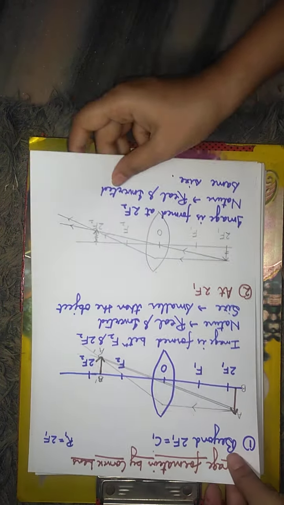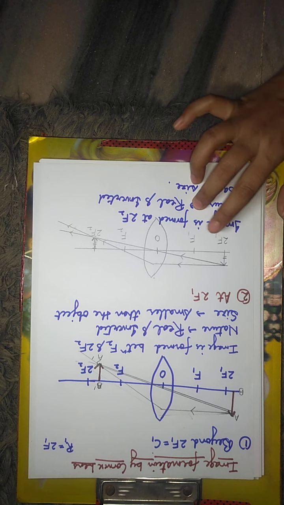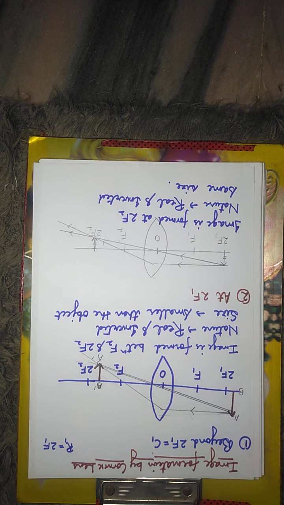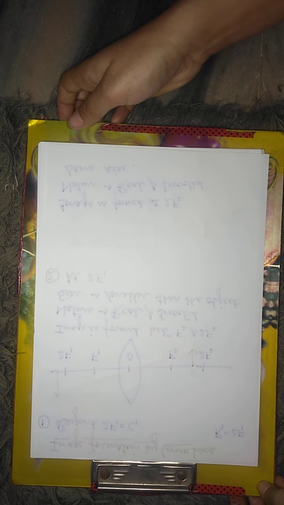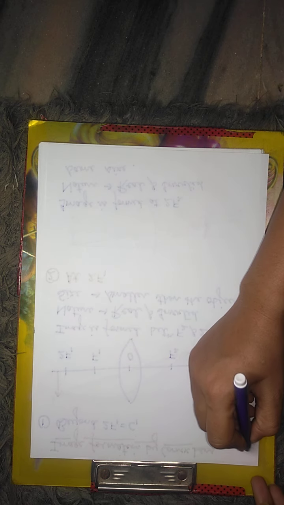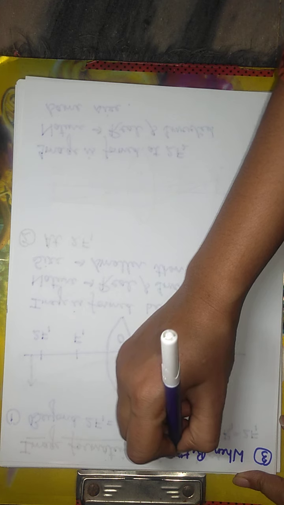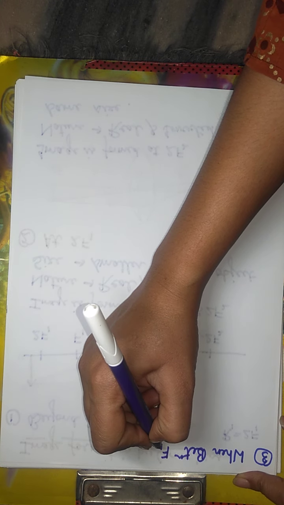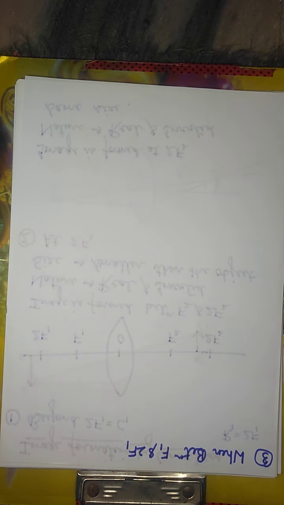In the third case, in the previous case the object was at 2f1. Now again we have to shift the object towards the optical center. So what is the location? Now the location is between f1 and 2f1. So the third case is when the object is between f1 and 2f1. f1 और 2f1 के बीच में ऑब्जेक्ट.